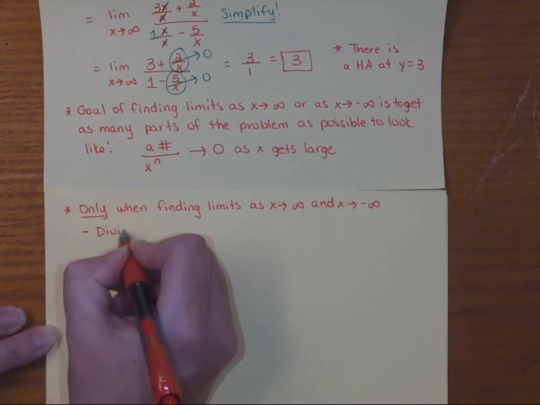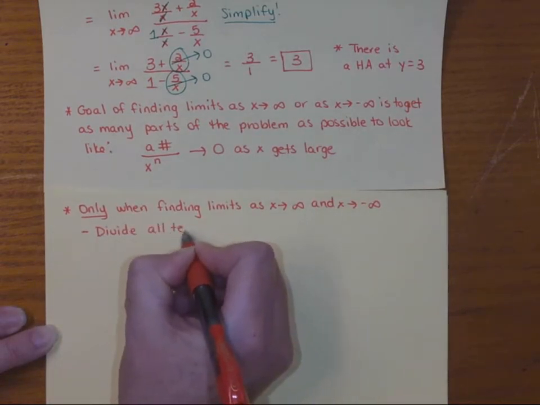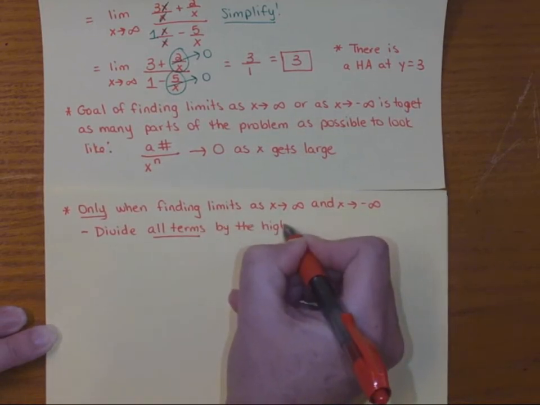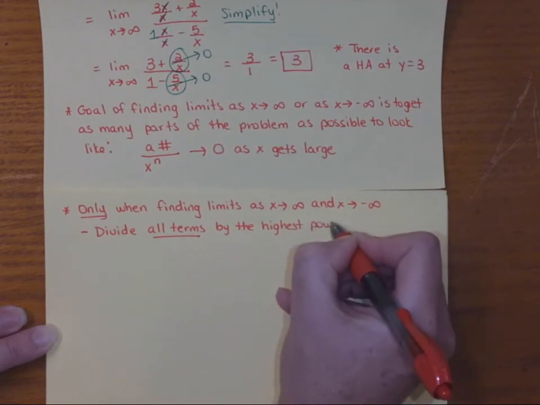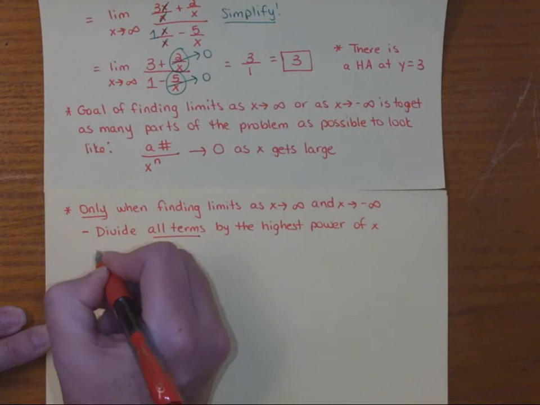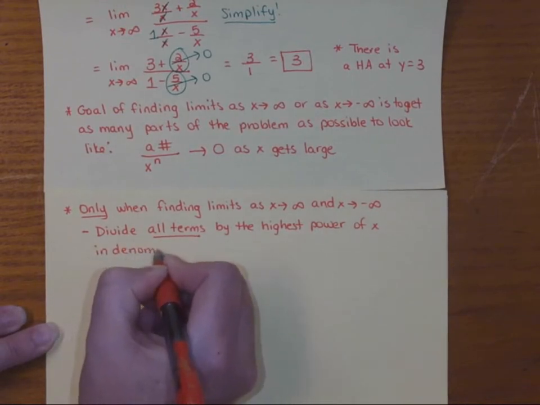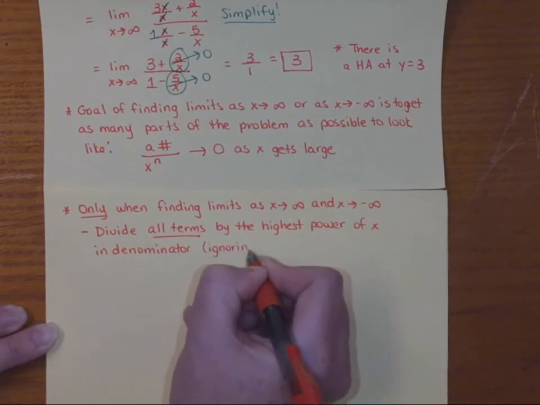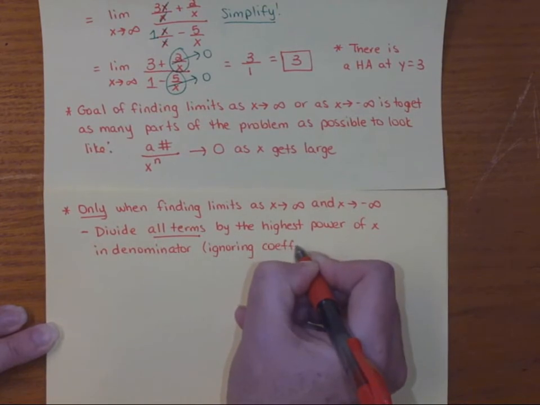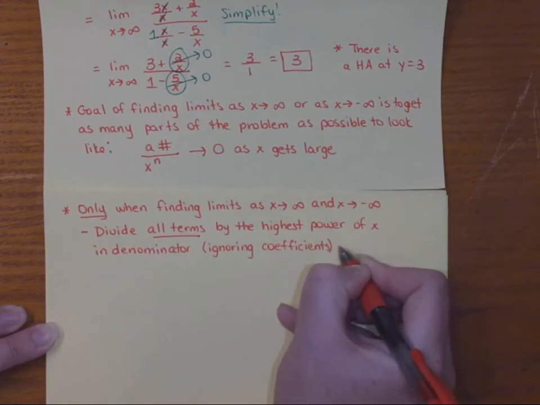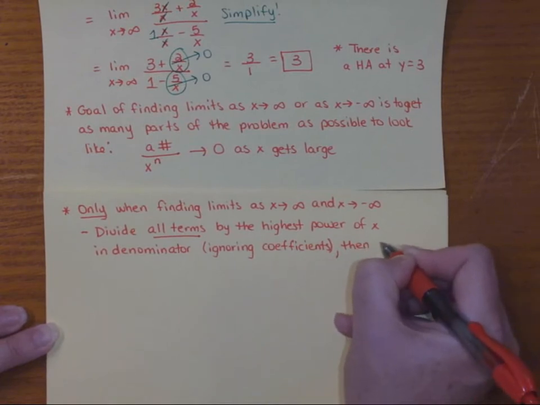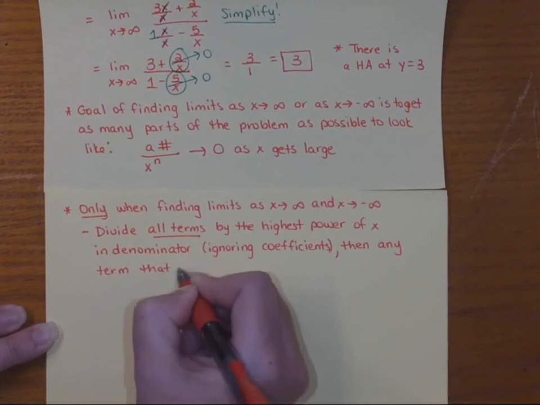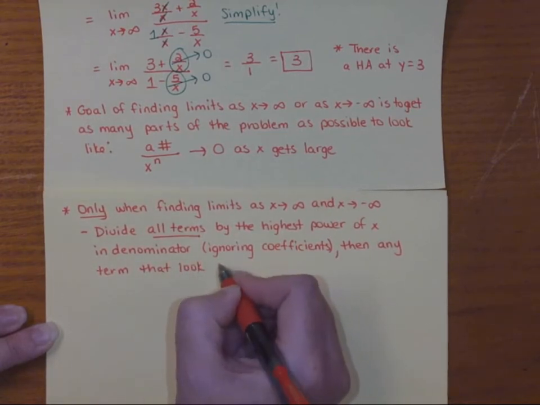But when you're finding these new limits as x goes to infinity or negative infinity, this is going to be your strategy. You're going to divide all terms by the highest power of x in the denominator. And we're going to ignore any coefficients. Coefficients are just numbers in front of variables. And then any term that looks like what we mentioned above, any term that looks like a number over x to a power, will go to 0.